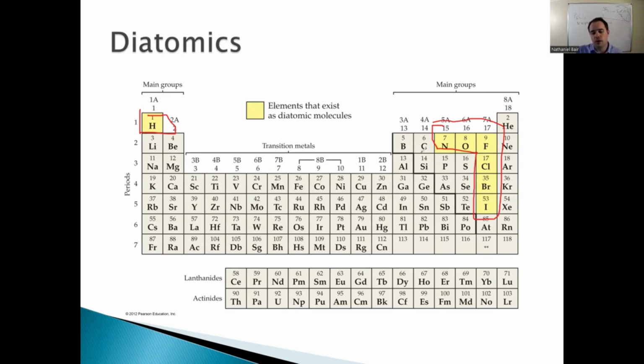So make sure you familiarize yourself with that. When I say chlorine, that's Cl2. When I say fluorine, that's F2. That's going to be important when we start doing stoichiometry. If you only use the mass of one fluorine, but fluorine's F2, now we got problems.